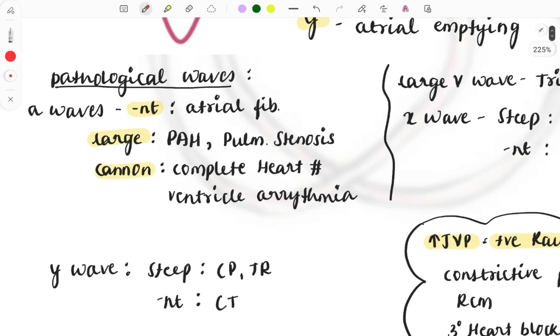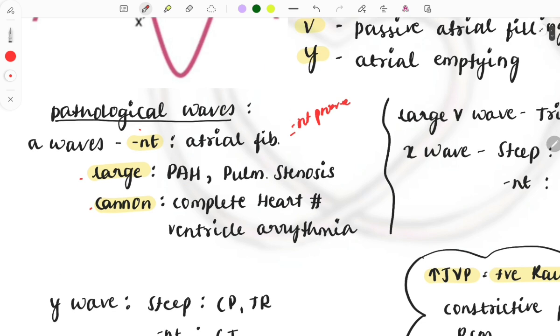So in the A wave, three types of pathologies can be seen: absent, large, and cannon A wave. If it is absent, it is seen in case of atrial fibrillation. So you can remember what happens in atrial fibrillation, there is an absent P wave, right? The P wave is not there in it. Okay, so the atria is not working properly, that is why in the JVP also the A wave is absent in case of atrial fibrillation.